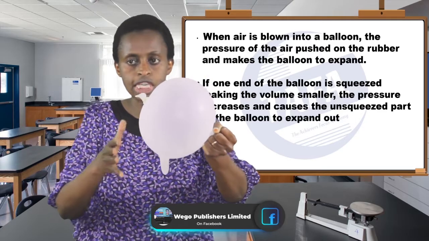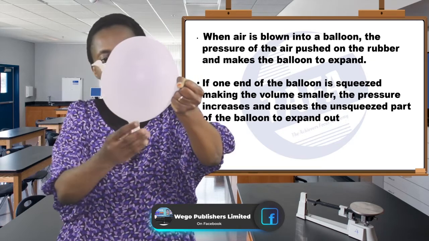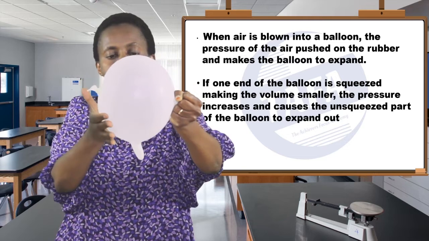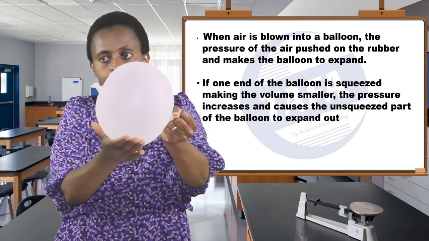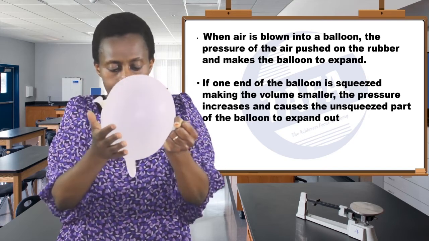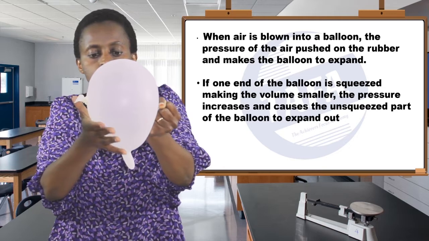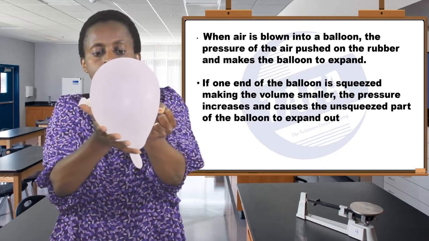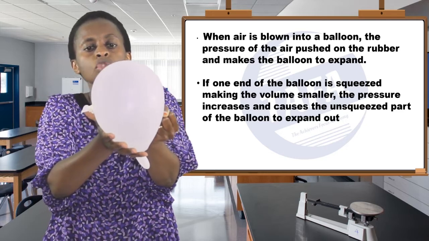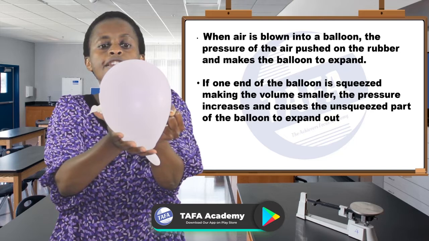So watch this carefully. The lower part of the balloon is more or less spherical, except for probably this end. So I will push the lower end so that the volume decreases. Now the pressure will increase and cause the unsqueezed part of the balloon to spread out. So just watch this. I have squeezed it. The volume has decreased. So you can see where now the unsqueezed part, the pressure has increased. It is pushing the balloon even further out.